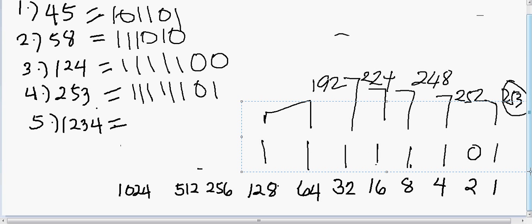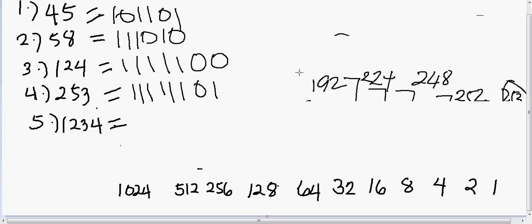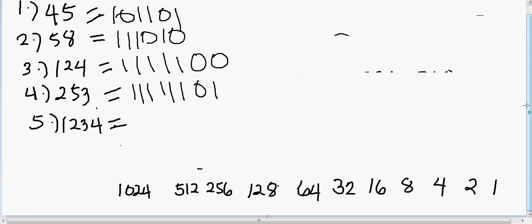So we could use this. Remove this too. Right. So again, let's think of the highest number that we could use so we could come up to 1234. So the highest number here is 1024. So 1024, let's mark this as 1. Could we add 512 to 1024? No, because we would get more than what we need. So let's mark this as 0.